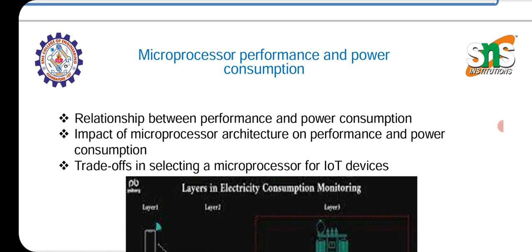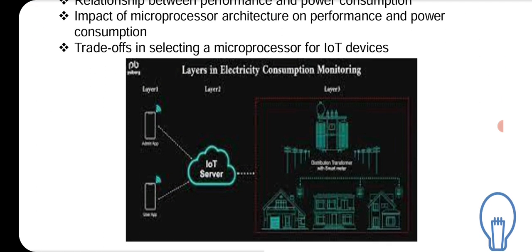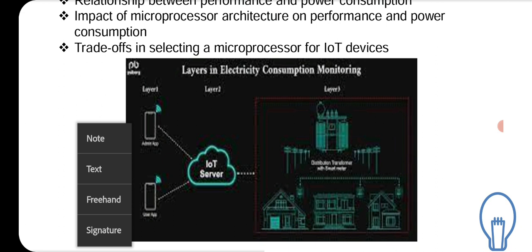Microprocessor performance and power consumption are two important factors that need to be considered when selecting a microprocessor for a specific application. Performance is generally measured by clock speed, which is the rate at which the microprocessor can execute instructions. A higher clock speed generally means better performance, as the microprocessor can execute more instructions in a given amount of time. However, clock speed is not the only factor that determines performance, as other factors such as number of cores, cache, memory size, and instruction set also play a very important role.